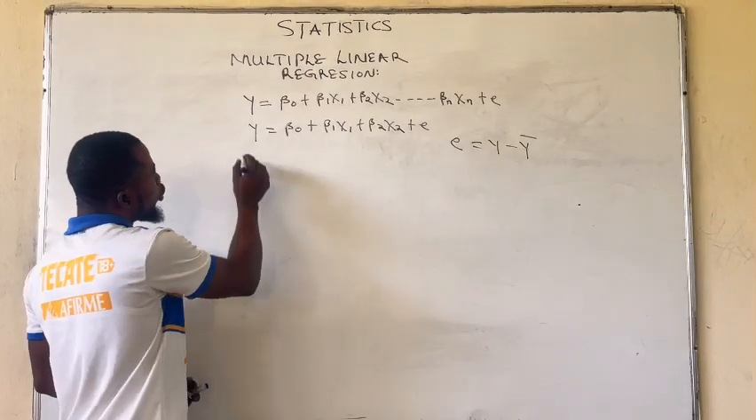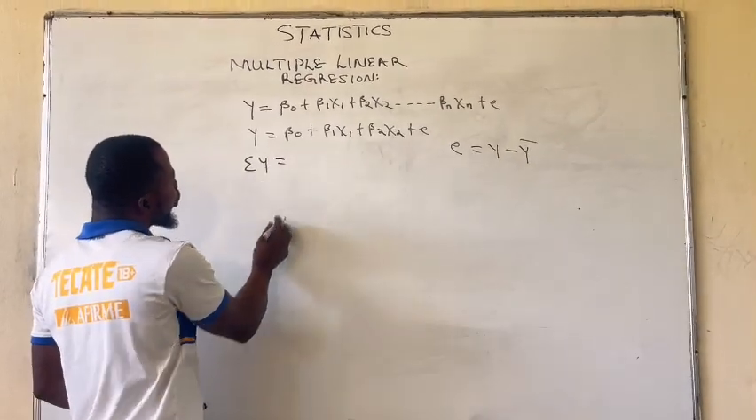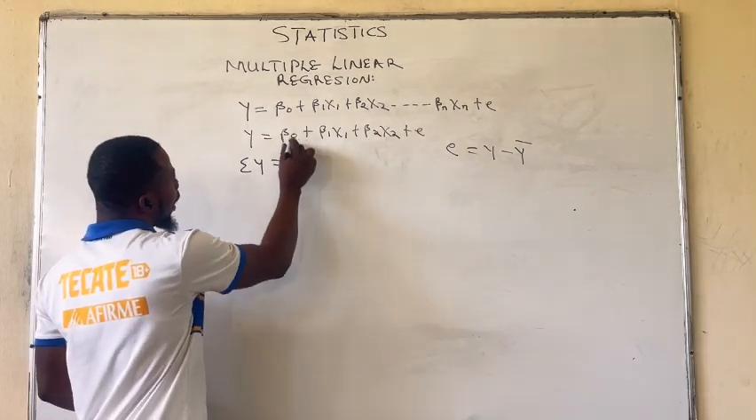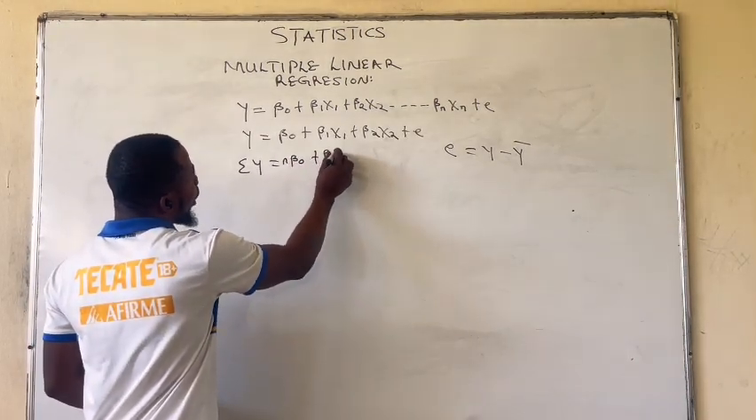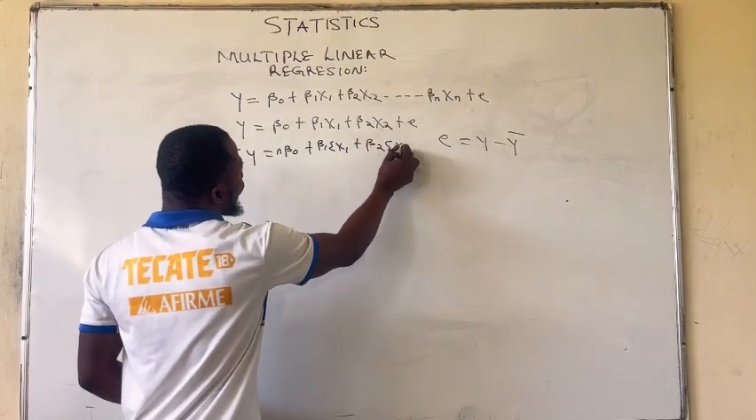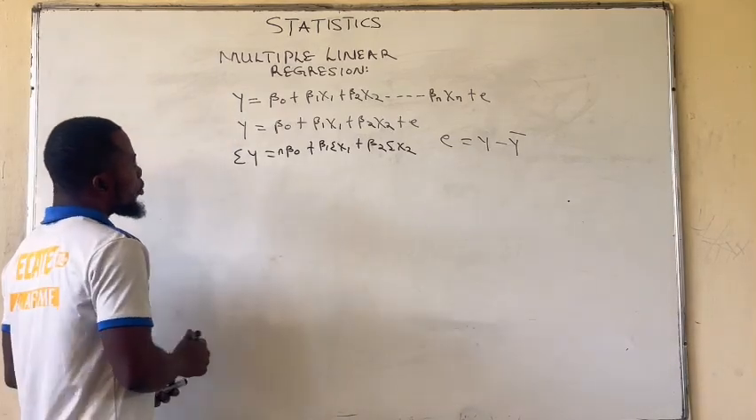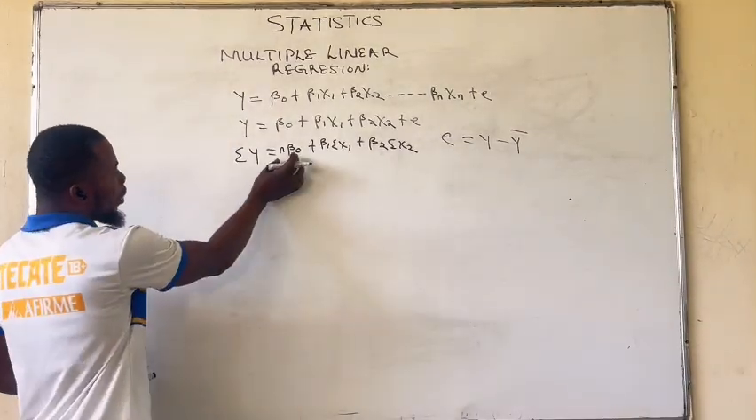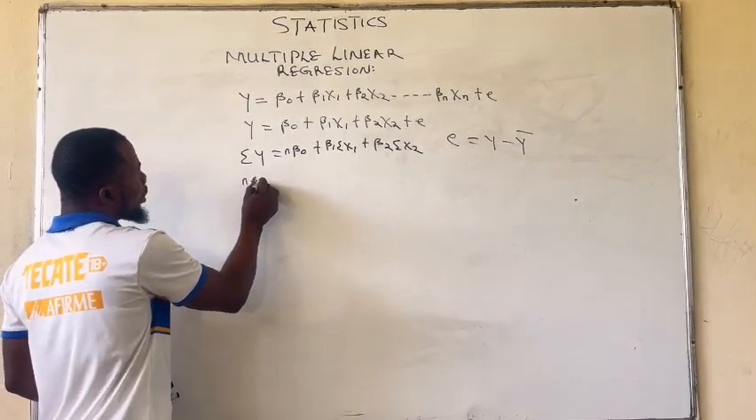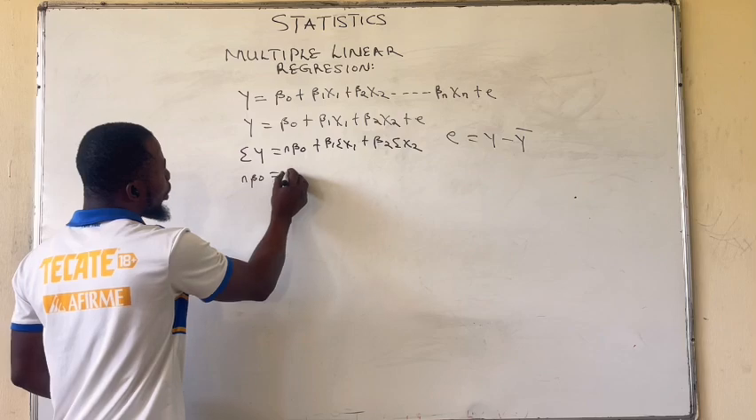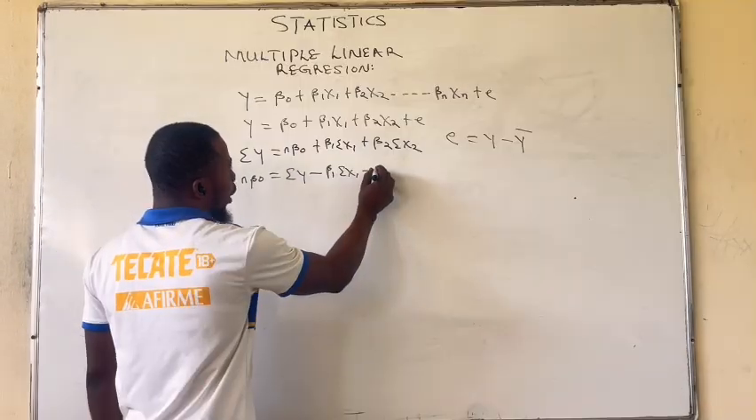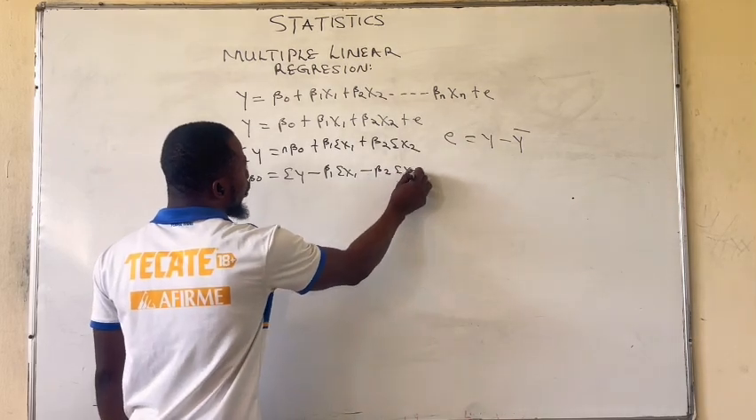So multiplying through by the summation, we'll be having summation y equals, this is a constant, it will turn to n. You'll be having n beta naught plus beta 1 summation of x1 plus beta 2 summation of x2. Now from here, we can make n beta naught the subject of the formula. It will now be n beta naught equals summation of y minus beta 1 summation x1 minus beta 2 summation of x2.